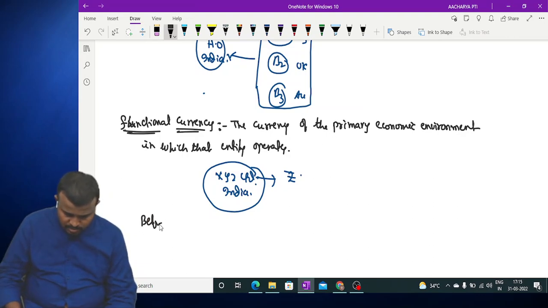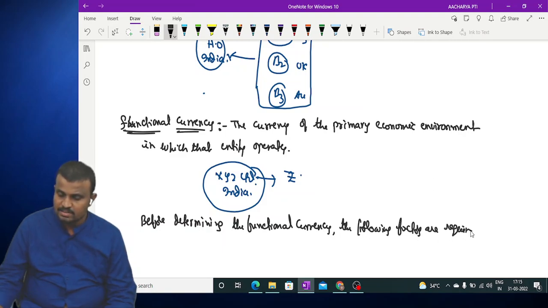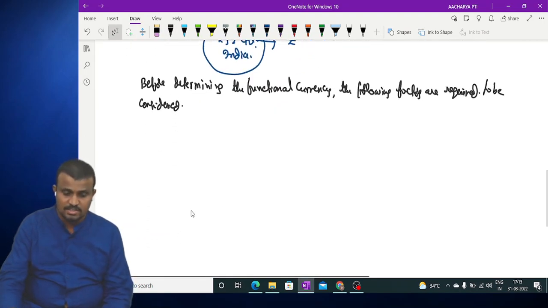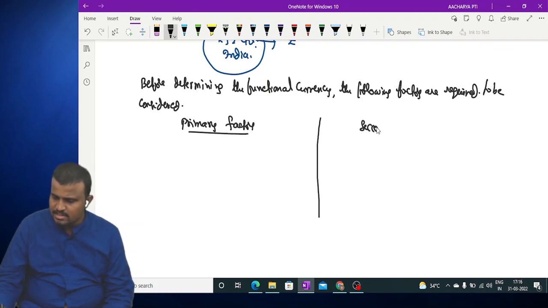Before determining the functional currency, the following factors are required to be considered. There are two kinds of factors: primary factors and secondary factors.